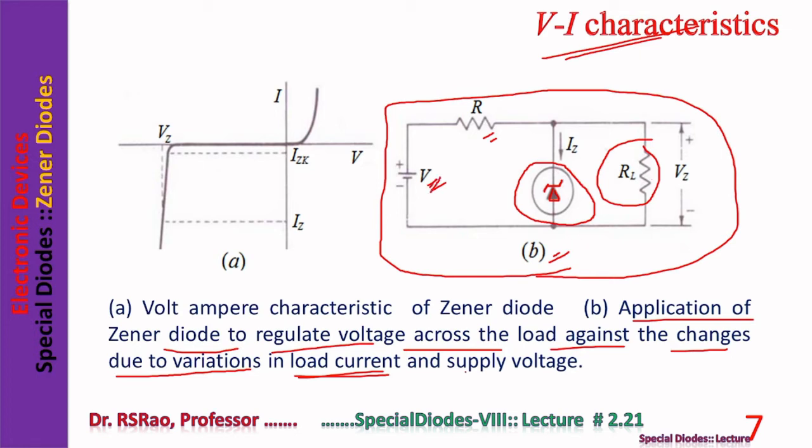When supply voltage changes, in that case also load voltage changes. But this change is reduced by the presence of the Zener diode. It is called regulation, voltage regulation.